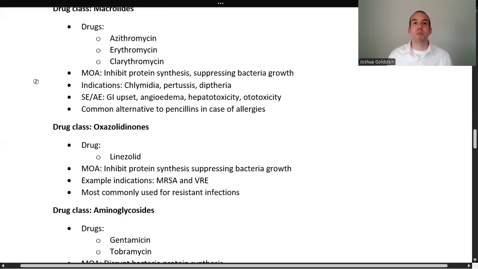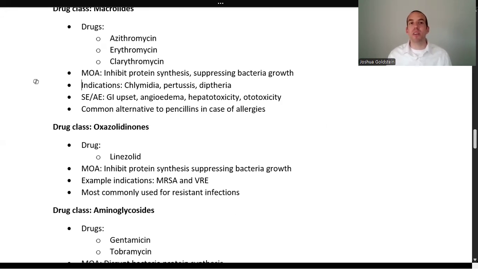Next, we have our macrolides. Macrolides is probably familiar to some of you under the brand name Z-Pak. The drugs over here are azithromycin, erythromycin, clarithromycin. This is another one that works by blocking protein synthesis. And this medication works for some STDs, for whooping cough, and a few other things.